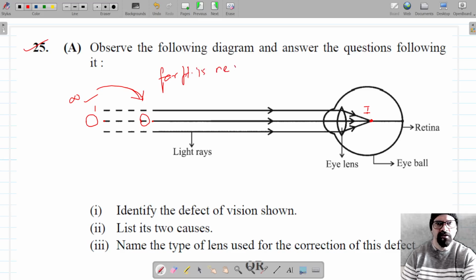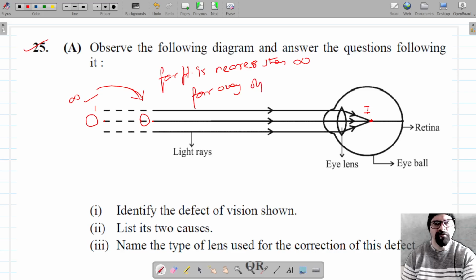That means we are not able to see far away objects. Not being able to see far away objects means that the defect of vision is myopia, which is nearsightedness. We can see nearby objects clearly but cannot see distant objects distinctly.